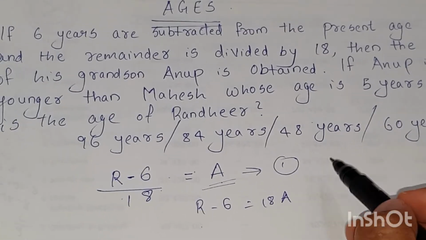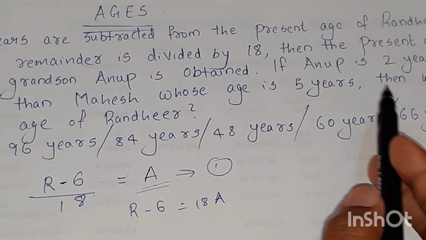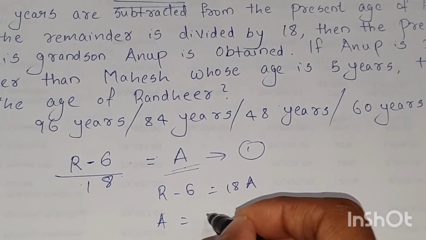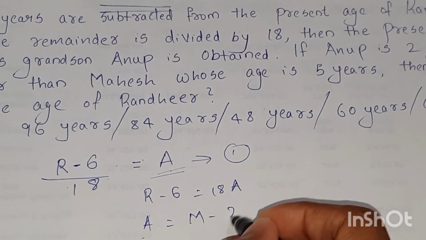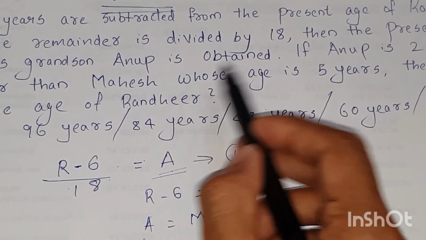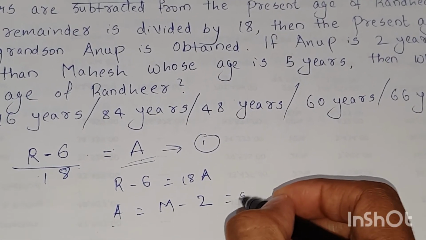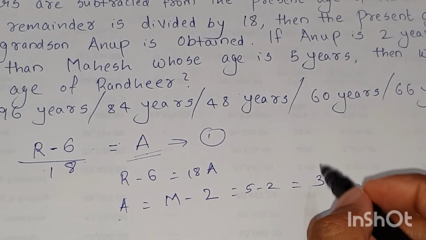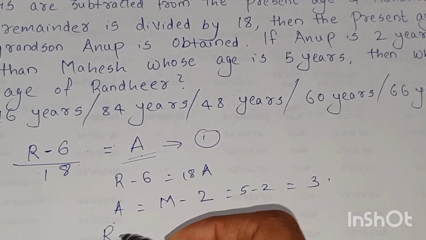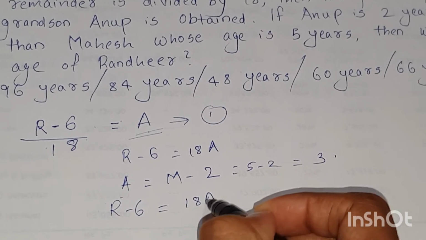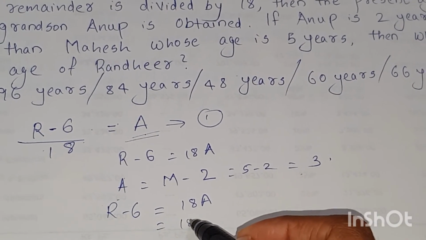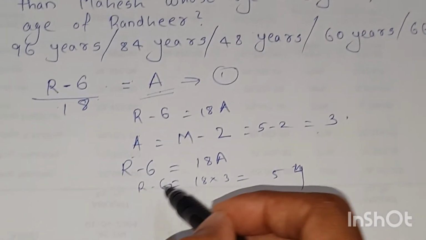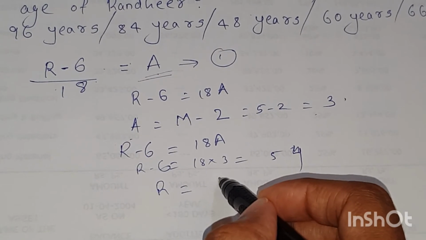Okay, now the second condition, Anoop is 2 years younger than Mahesh, that means A is equal to M minus 2, and we know the age of Mahesh, it is 5 years, so 5 minus 2, it is 3, so the age of Anoop is 3 years, right? And we know R minus 6 is equal to 18 times A, and A we know, 18 into 3, which is nothing but 54, right? So R minus 6 is equal to 54, R is equal to 54 plus 6, 60.